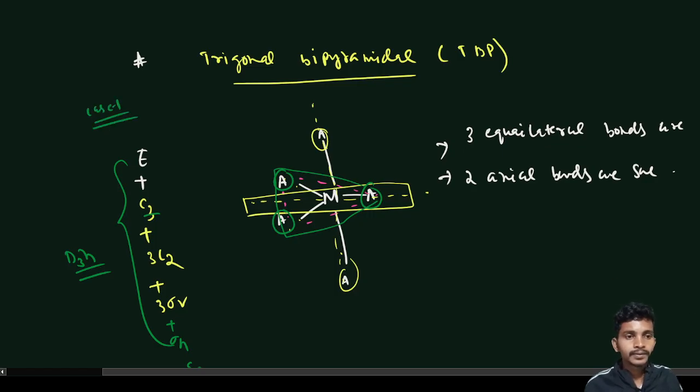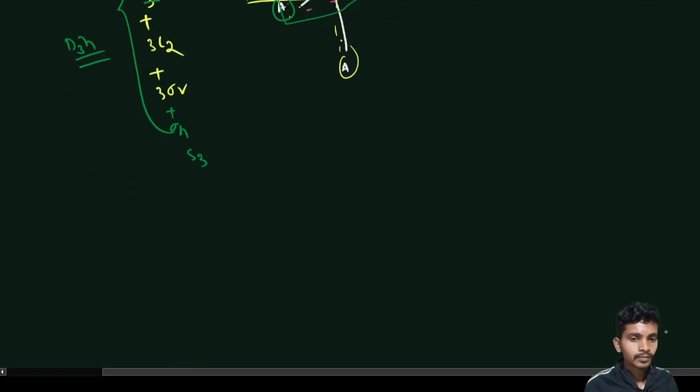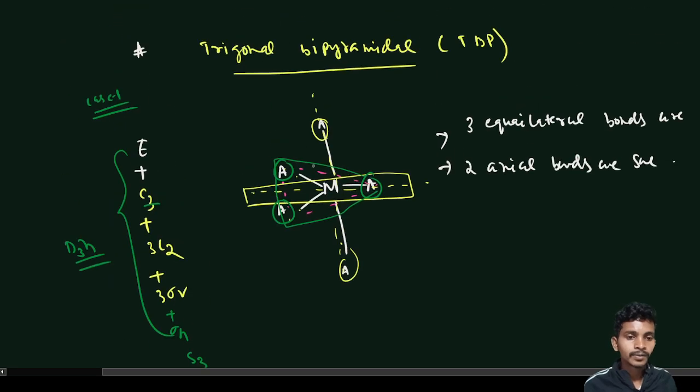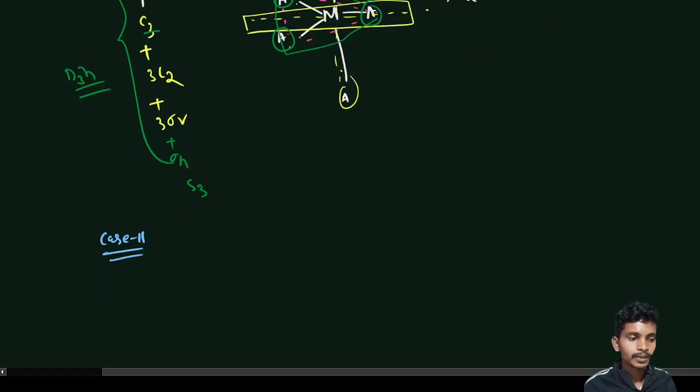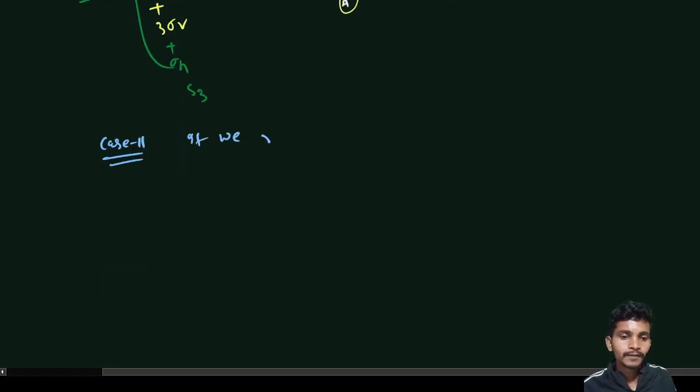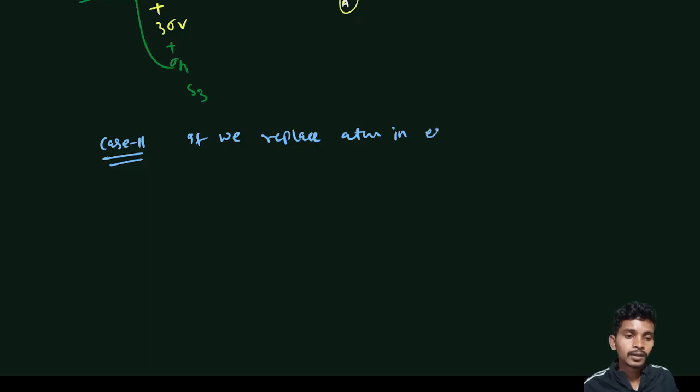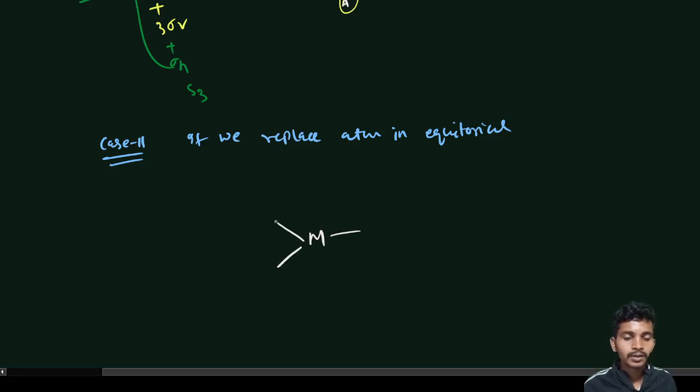Now let me take case 2. If I replace atoms from any axial, or if I replace an atom in the equatorial, let's say M is there, so this and this. Here A was there. Now I would like to put one B here, another A here. I replace A with B, and here the same A is there.